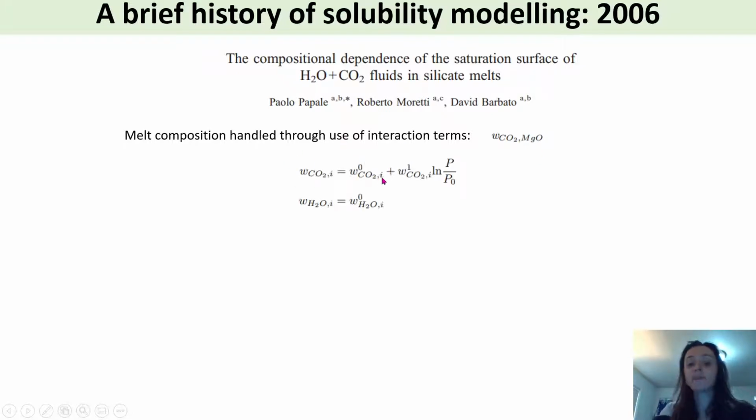Their interaction terms for CO2 consist of 2 constants, the second of which is multiplied by this ln P over P naught term, where P naught is a reference pressure. And what this basically means is the effective melt composition is not constant across pressure space. Depending on the sign of the W0 and the W1 coefficient, it may be that progressively adding one oxide causes, say, CO2 solubility to go up at a certain pressure, and the same change may cause solubility to go down at a different pressure. Water has only a single term and no pressure sensitivity.